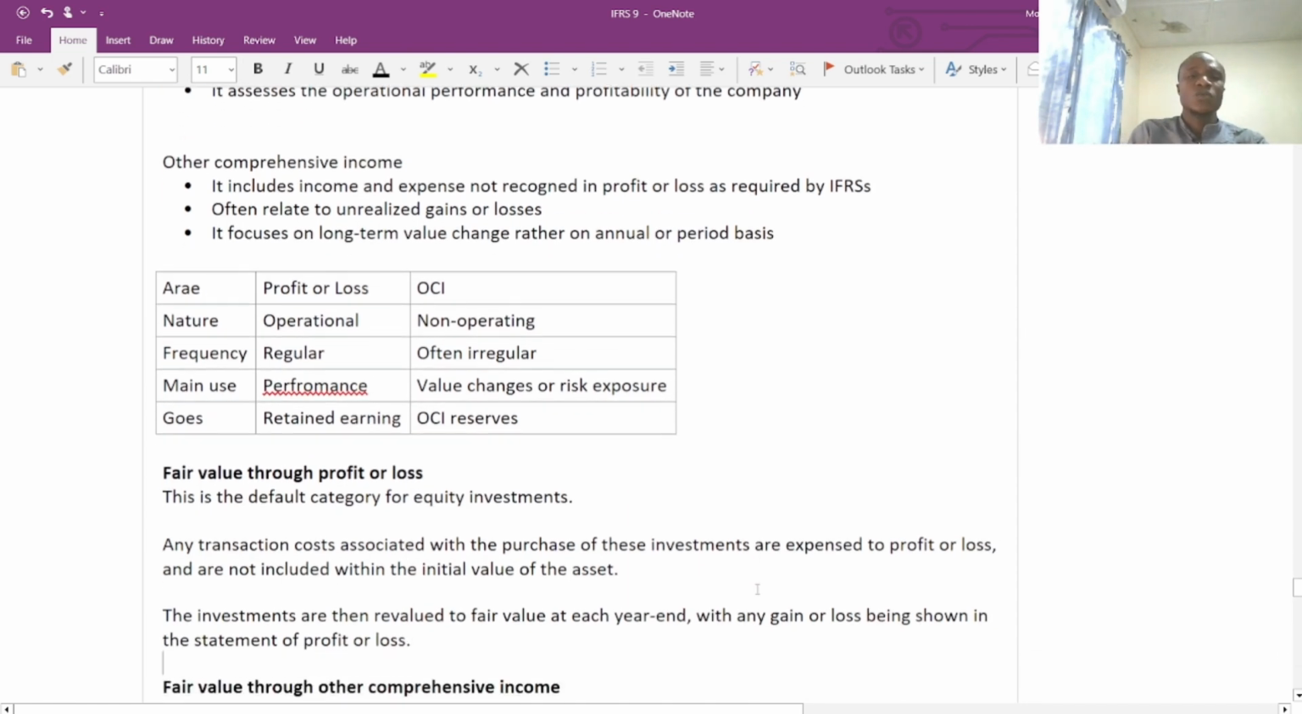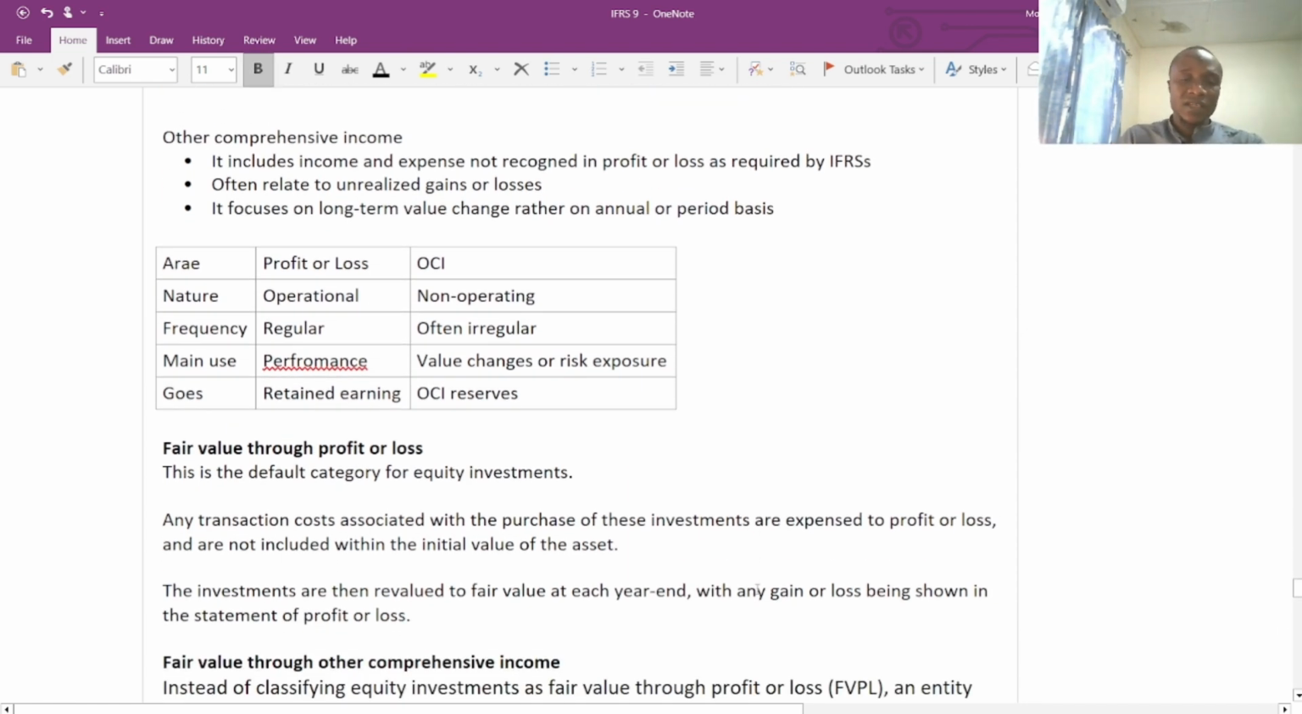So basically, we are going to look at IFRS 9, how we are going to account for the fair value through profit or loss as well as the fair value through other comprehensive income. By default, all equity investments will be carried at fair value through profit or loss. So if there is no indication about whether we are going to look at the business model or the cash flow test, then we are going to assume that this particular equity investment should be accounted for using the fair value model through profit or loss. Any transaction costs associated with the purchase of investment are expensed to the profit or loss.